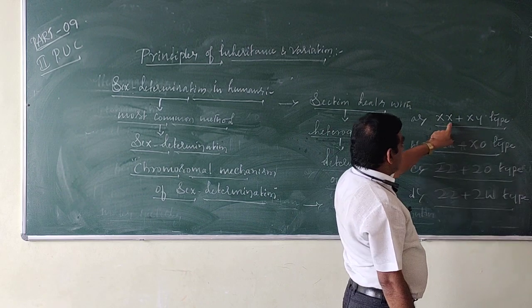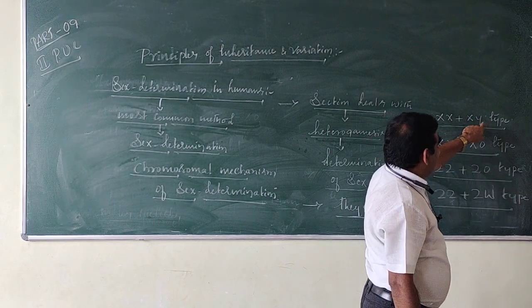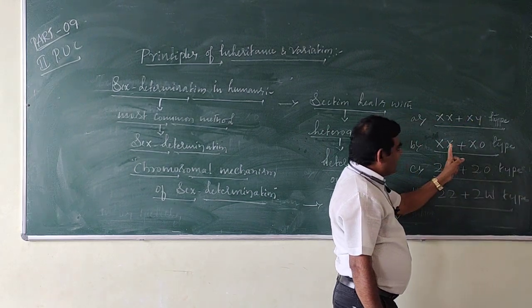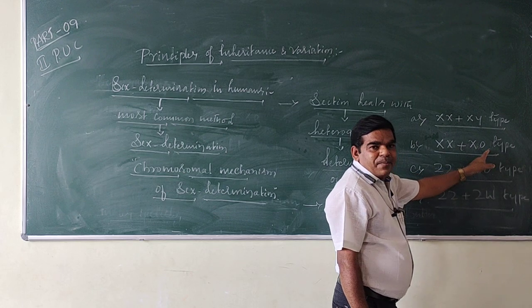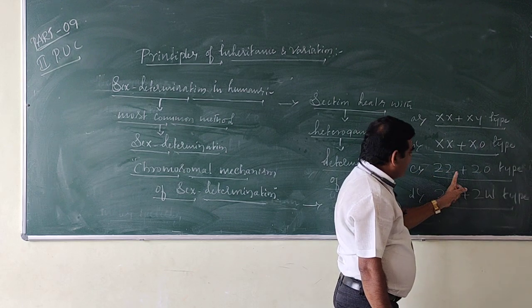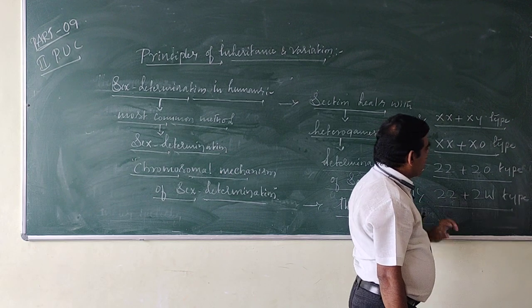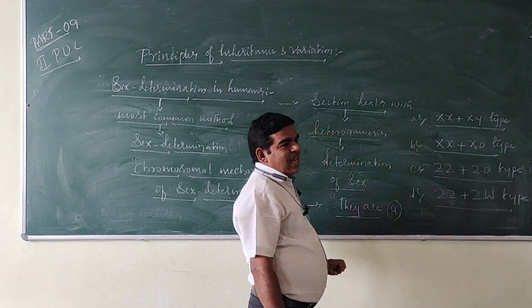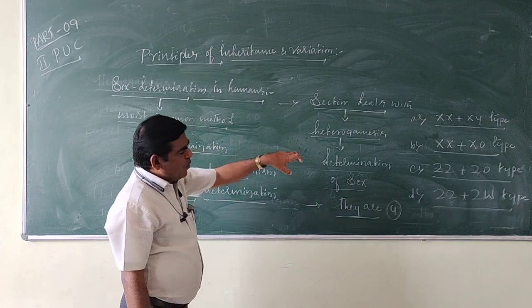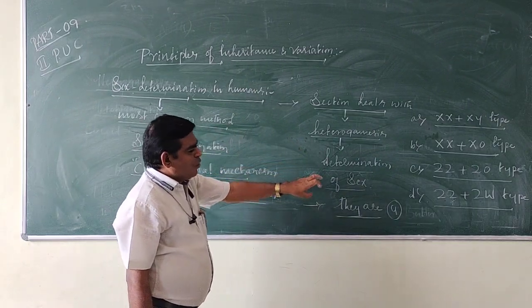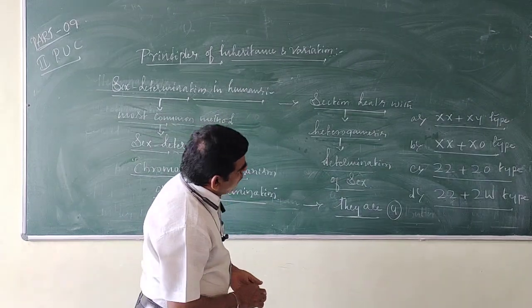First one, XX plus XY type. B, XX plus XO type. C, ZZ plus ZO type. And D, ZZ plus ZW type. These are the four different types of heterogamety for determination of the sex of an organism.